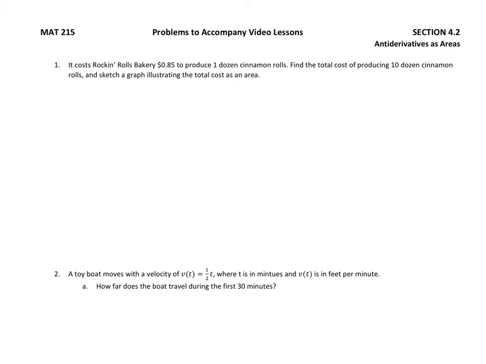So we're told that the cost is 85 cents to produce 1 dozen. We can think of 85 cents as the derivative or the marginal cost. So if we use C to represent cost, then C prime of x, the marginal cost, or the derivative of the cost function, is equal to 85 cents. So then that means that C of x, taking the antiderivative of a constant function, would be 0.85 times x.